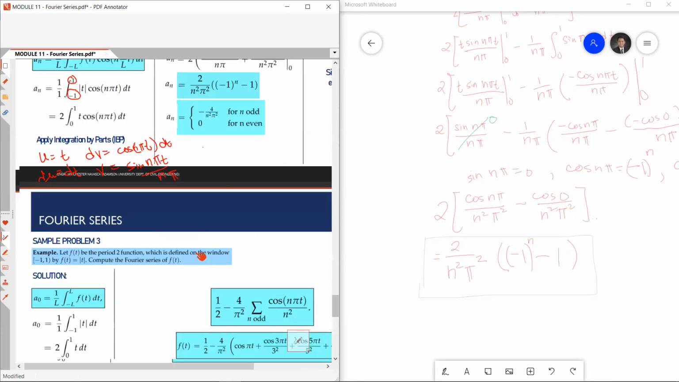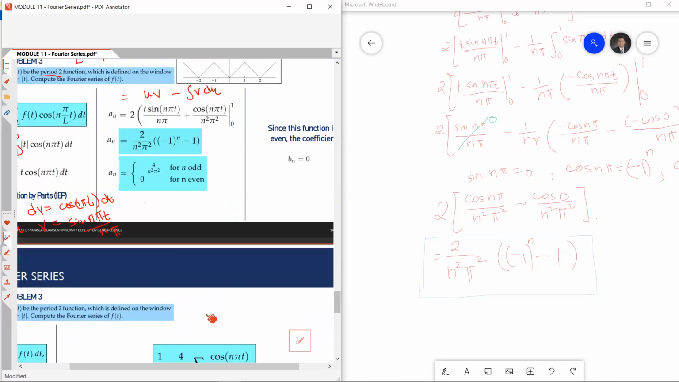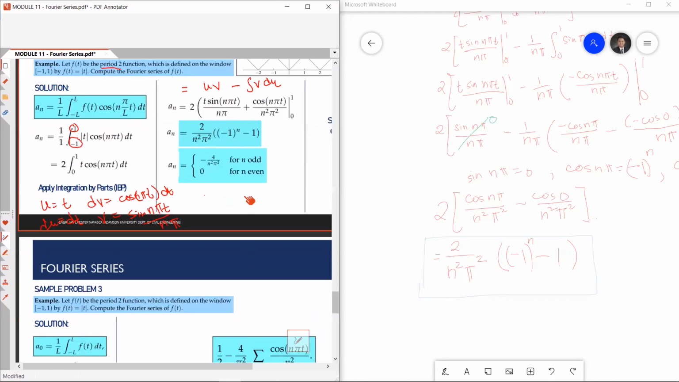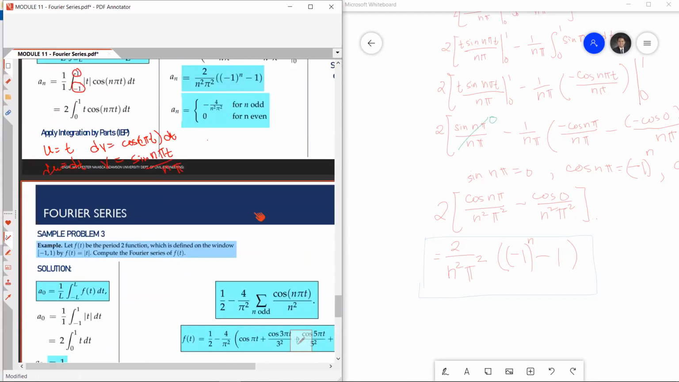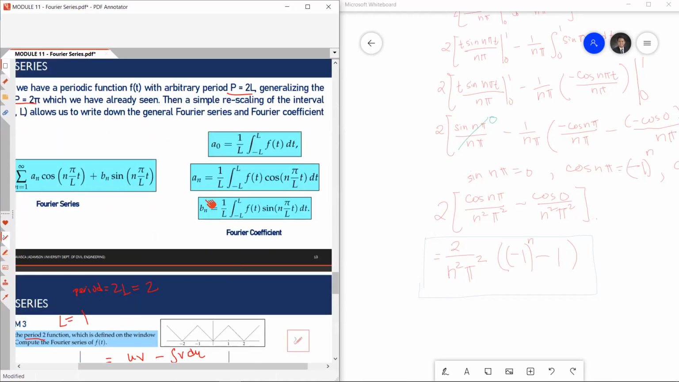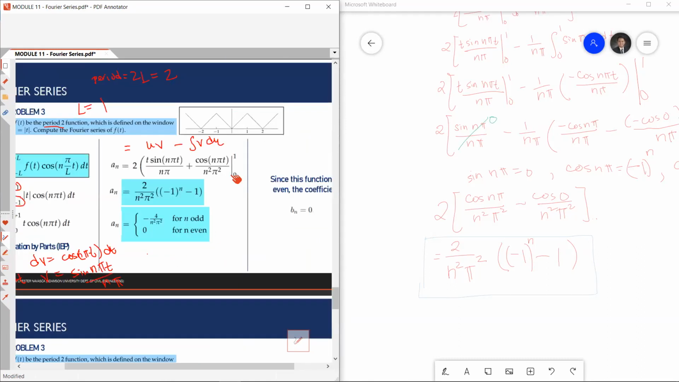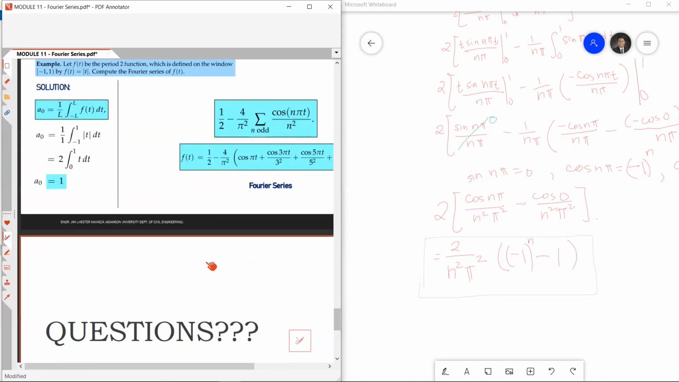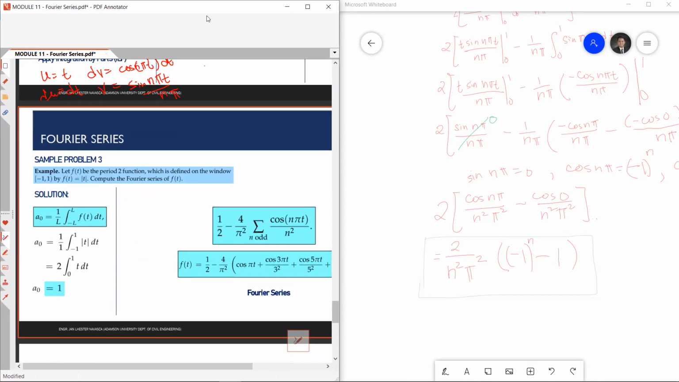Okay? Therefore, okay ka na sa a sub n. Next mo is yung a sub 0. What is your a sub 0? The formula for a sub 0 is 1 over L integral of f of t dt from negative L to L. Okay? So, balik tayo dito.